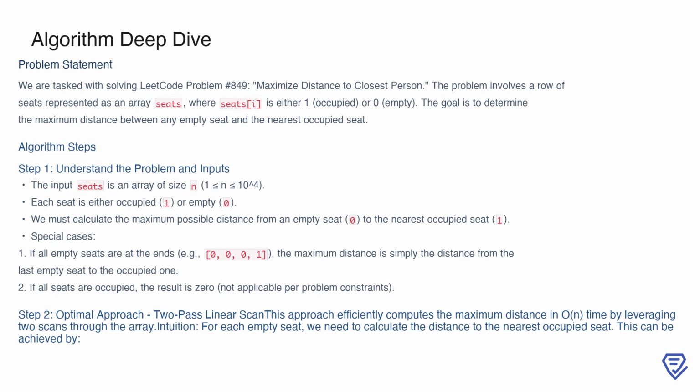For example, if all empty seats are at the ends of the row, the distance is simply the gap between the farthest empty seat and the nearest occupied seat. Conversely, in scenarios where all seats are occupied, the maximum distance would be 0. With these constraints and edge cases in mind, we aim to develop an algorithm that efficiently computes the solution for arrays as large as 10,000 elements.